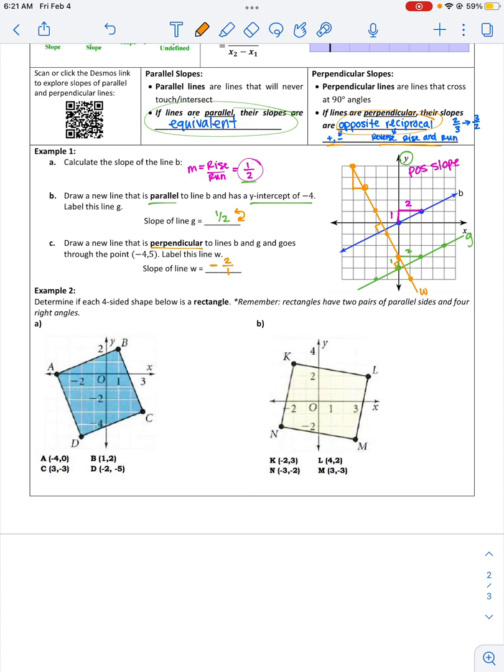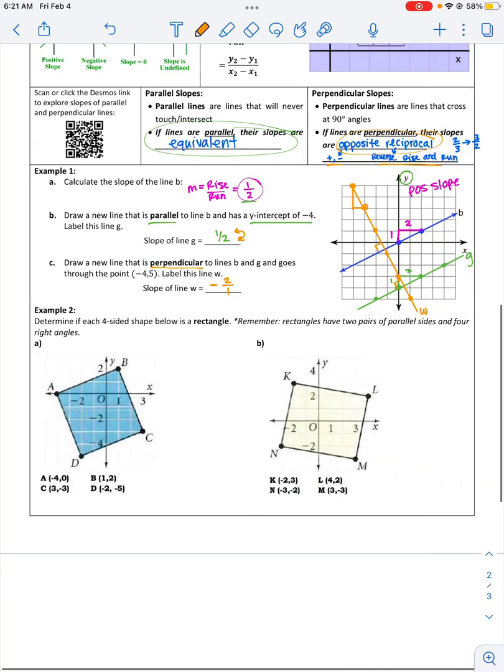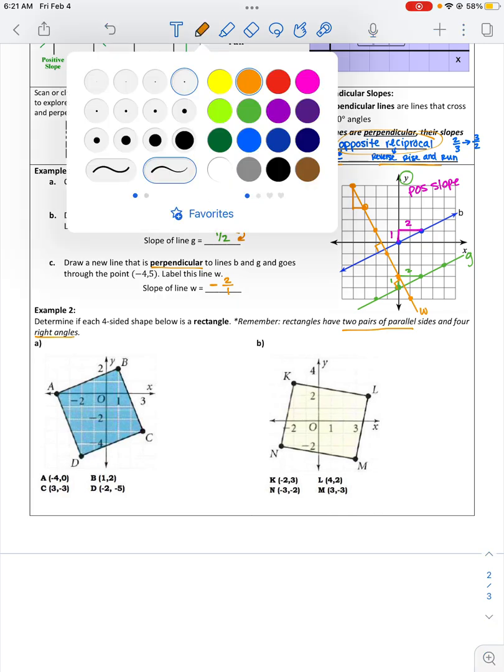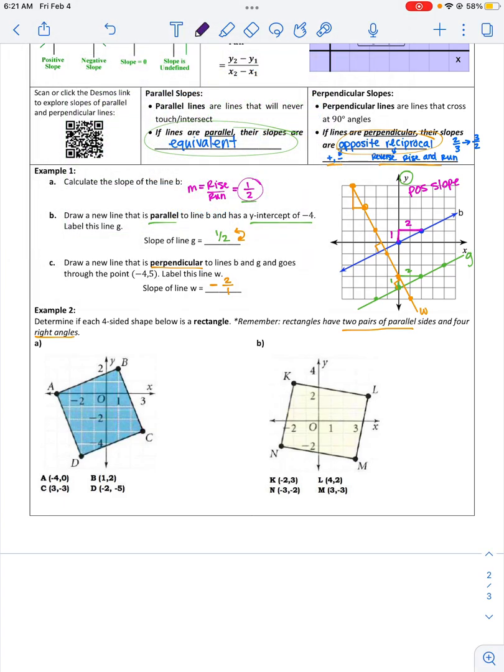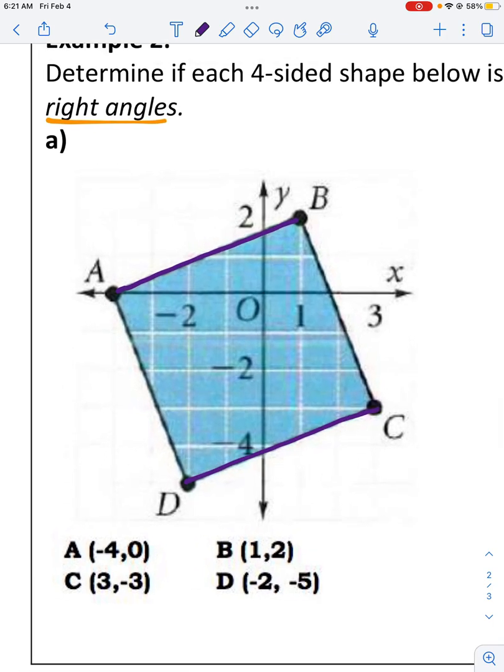So examples of how we will use this will be determining if line segments in our different quadrilaterals are either parallel or perpendicular to make those 90-degree angles. So remember, a rectangle has 2 pairs of parallel sides and 4 right angles. So for each of these shapes, I'm going to check those pieces to see if they are truly rectangles. So here I would want to see if AB is parallel to DC first. So it looks like A is at point -4, 0. So this here is -4, 0. B is at 1, 2.